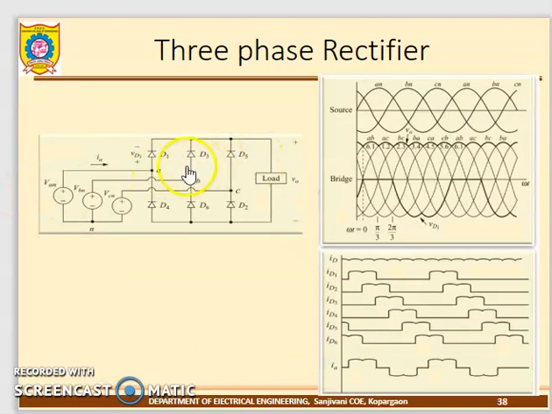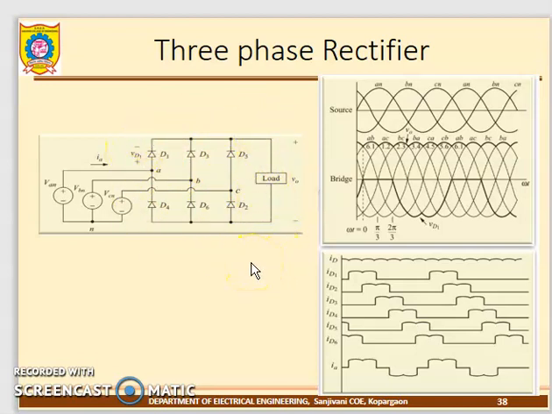How are the switches named? The top ones are given odd numbers and the bottom ones even numbers. What are the top odd numbers? 1, 3, 5. The bottom starts from 4, 6, after that 2. Why are the numbers given exactly like this? Why don't they give 1, 2, 3, 4, 5, 6? Because this diode is operated, then after 60 degrees the next diode is operated, and after 60 degrees the next one, and so on. That's why the sequence is given like that.